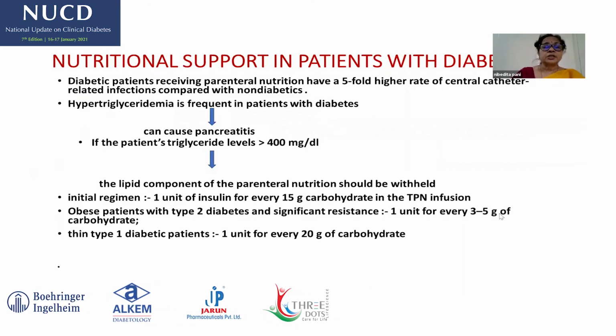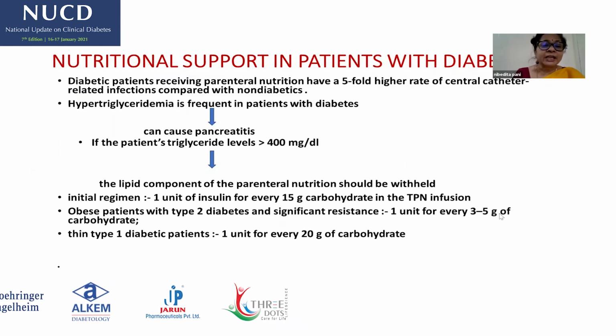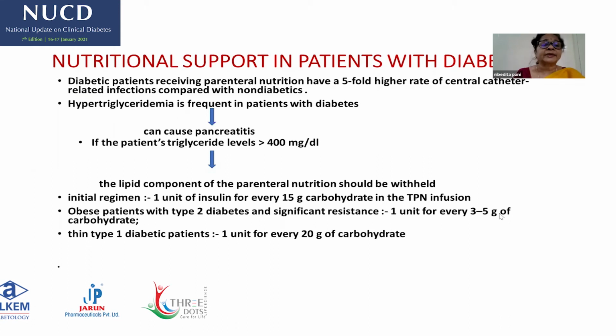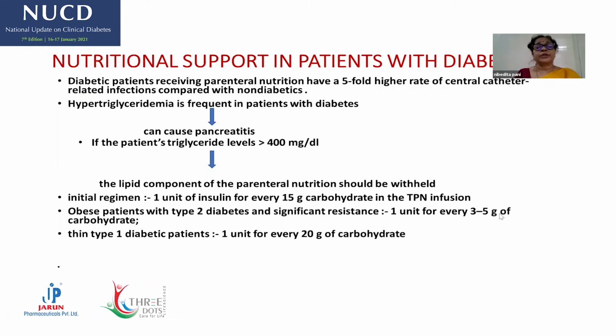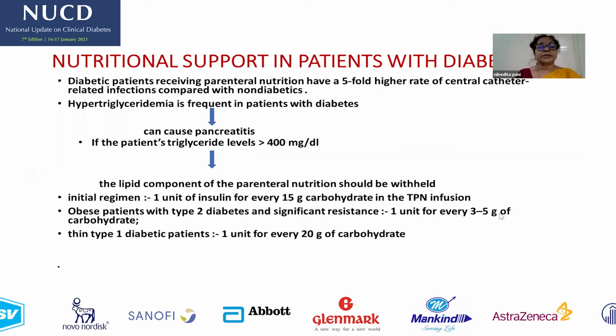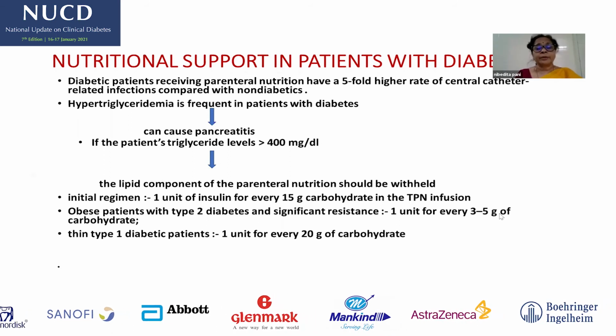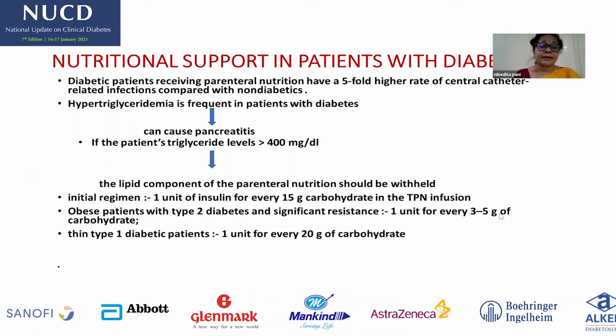And nutritional support in patients with diabetes. Diabetic patients receiving parenteral nutrition have a 5-fold higher rate of central catheter related infection compared with non-diabetic patients. So when you are putting in a central line, you have to be very careful. Hypertriglyceridemia is frequent in patients with diabetes. It can cause pancreatitis if the patient's triglyceride level is more than 400 milligram per dL. The lipid component of the parenteral nutrition should be withheld.